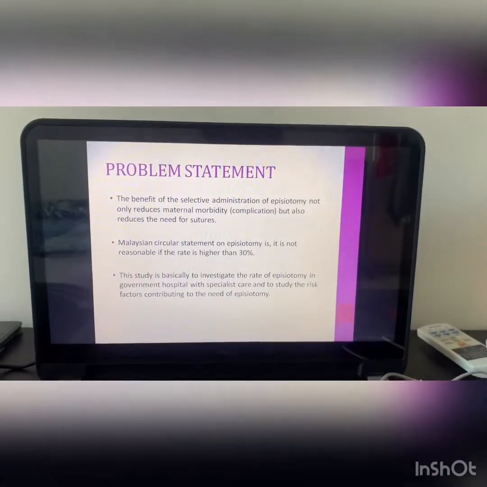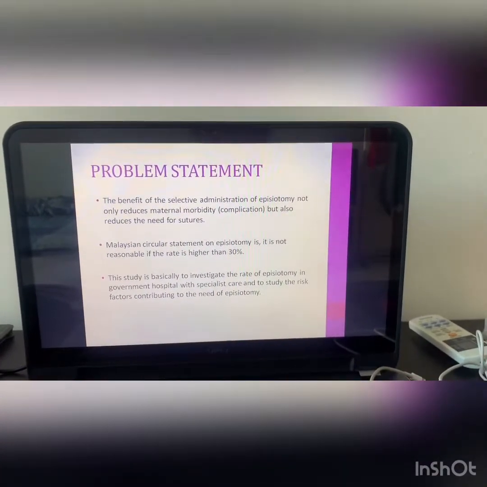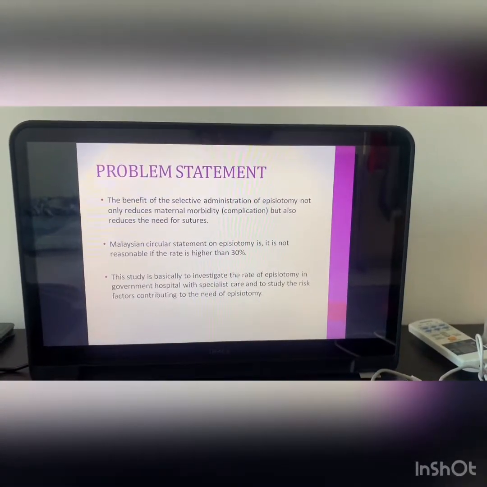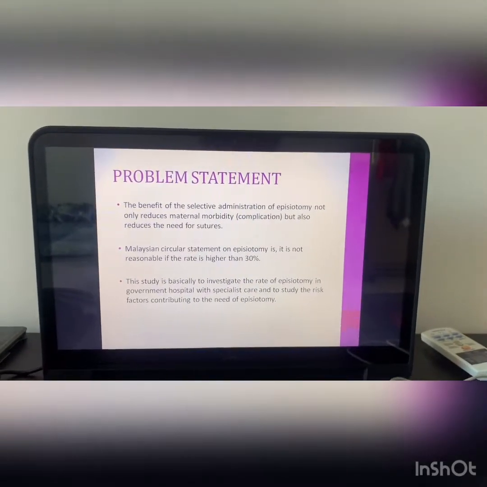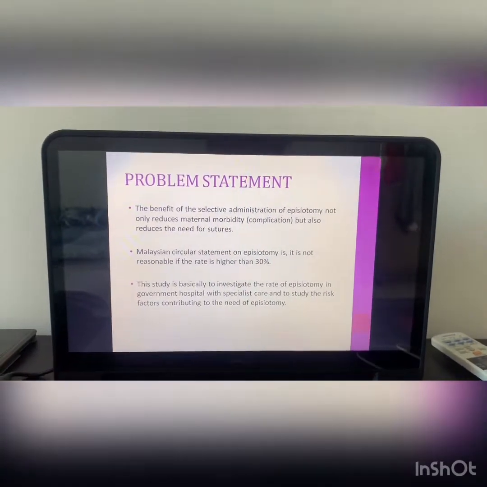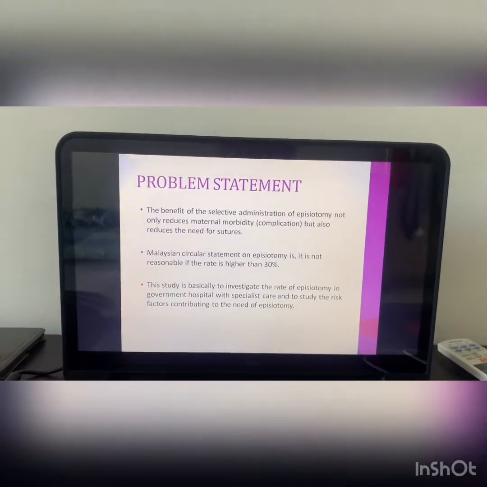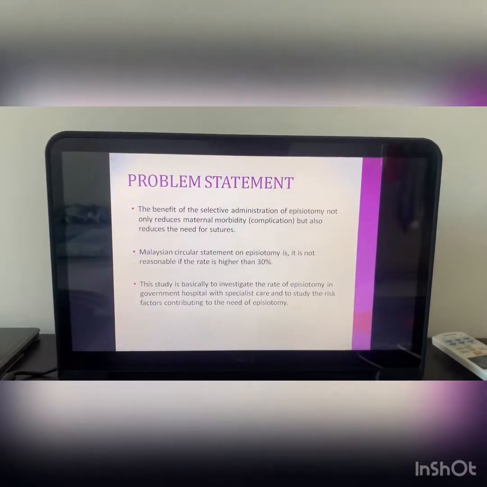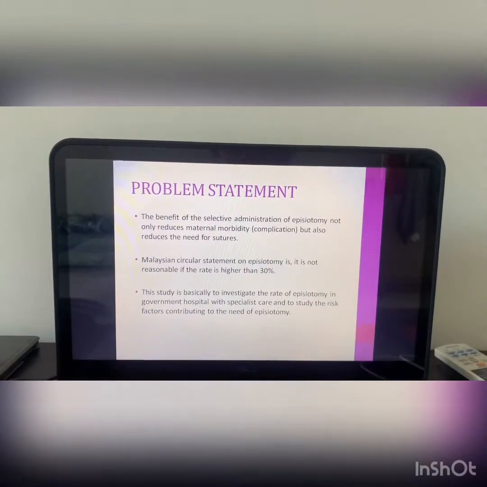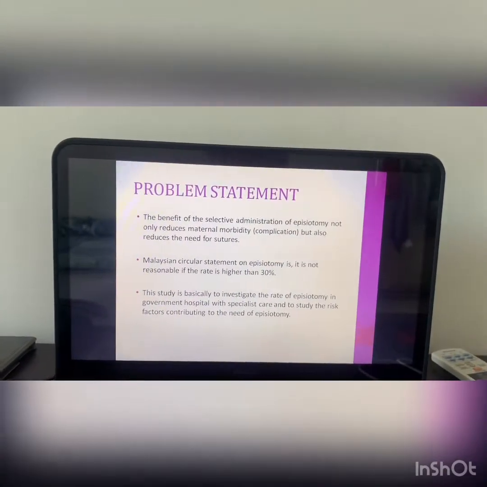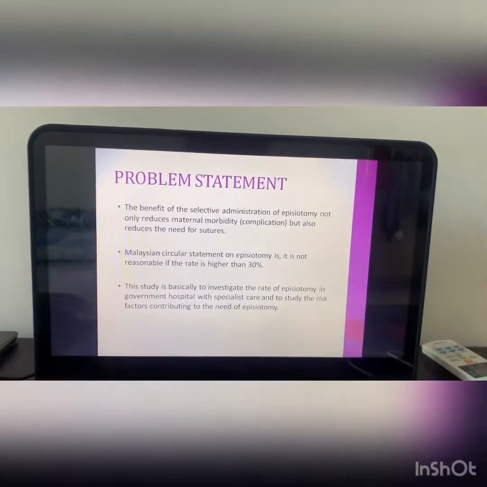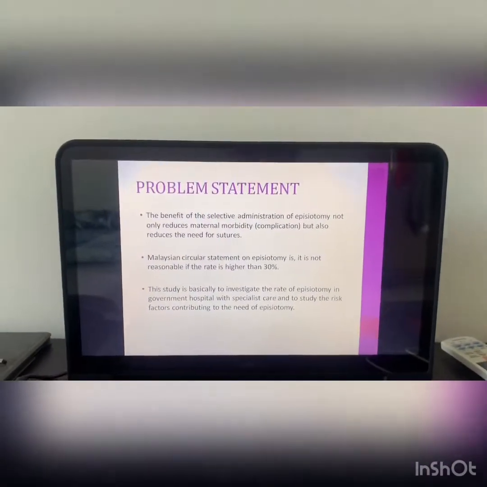The problem statement is that the benefit of the selective administration of episiotomy not only reduces the maternal complication but also reduces the need of suture. The Malaysian circular statement on episiotomy is that the rate of episiotomy shouldn't be higher than 30% of the deliveries happening in a hospital. So this study is basically to investigate the rate of episiotomy in government hospitals with specialist care, and to study the risk factors contributing to the need of episiotomy, and also what are the factors that contribute to episiotomy.